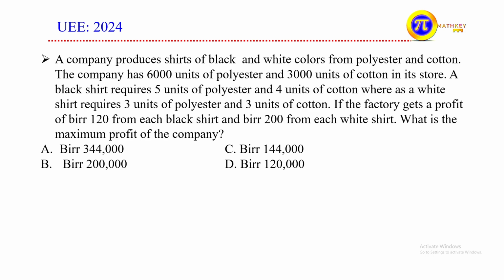Say that a company produces black shirts and white shirts from polyester and cotton. ከፖሊስተር እና ከኮተን ነው produce የሚያደርገው. The company has 6,000 units of polyester and 3,000 units of cotton in its store. So the company produces two types of product. Let x be the number of black shirts produced by the company. The next one, let y be the number of white shirts produced by the company.